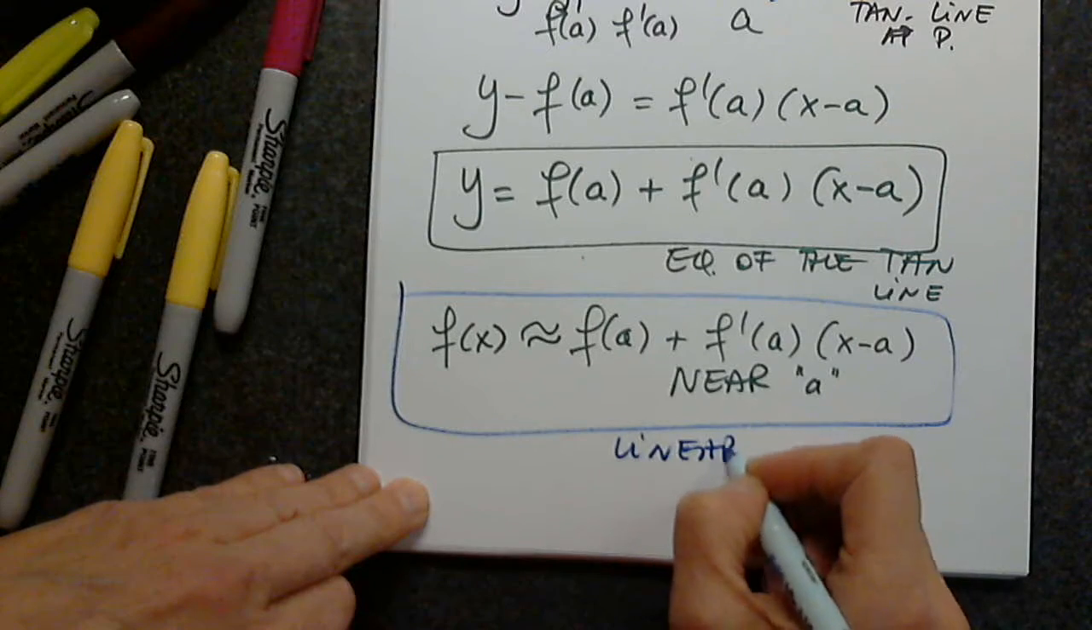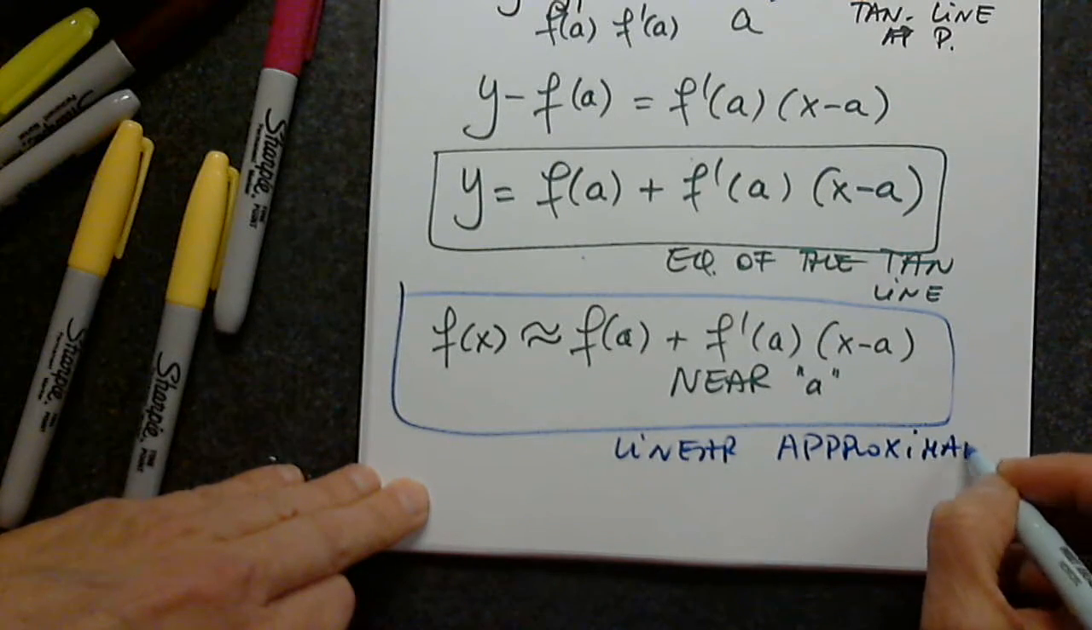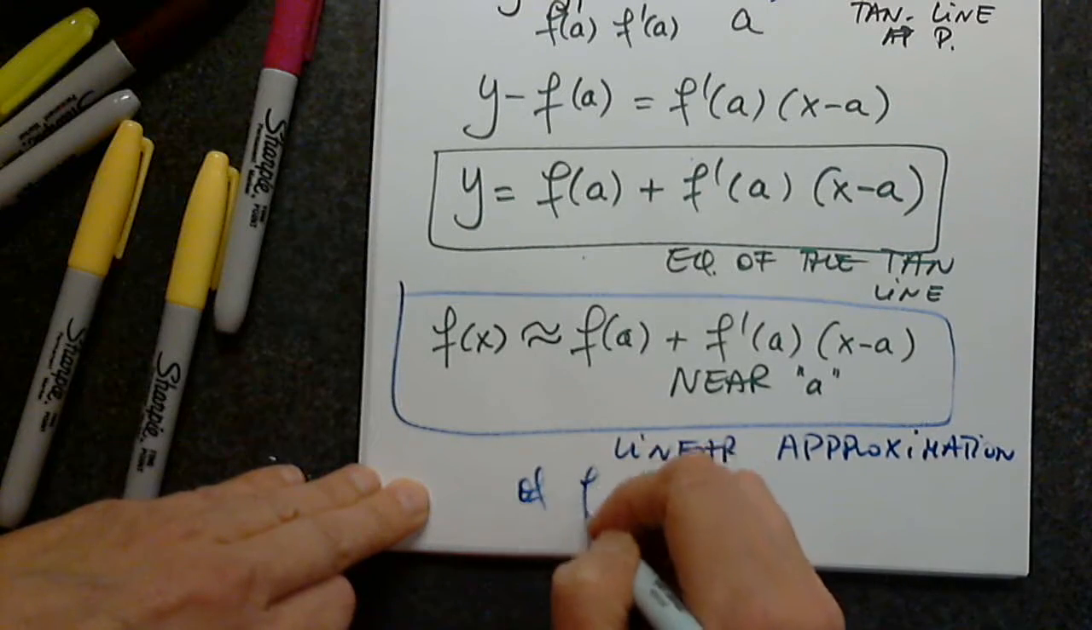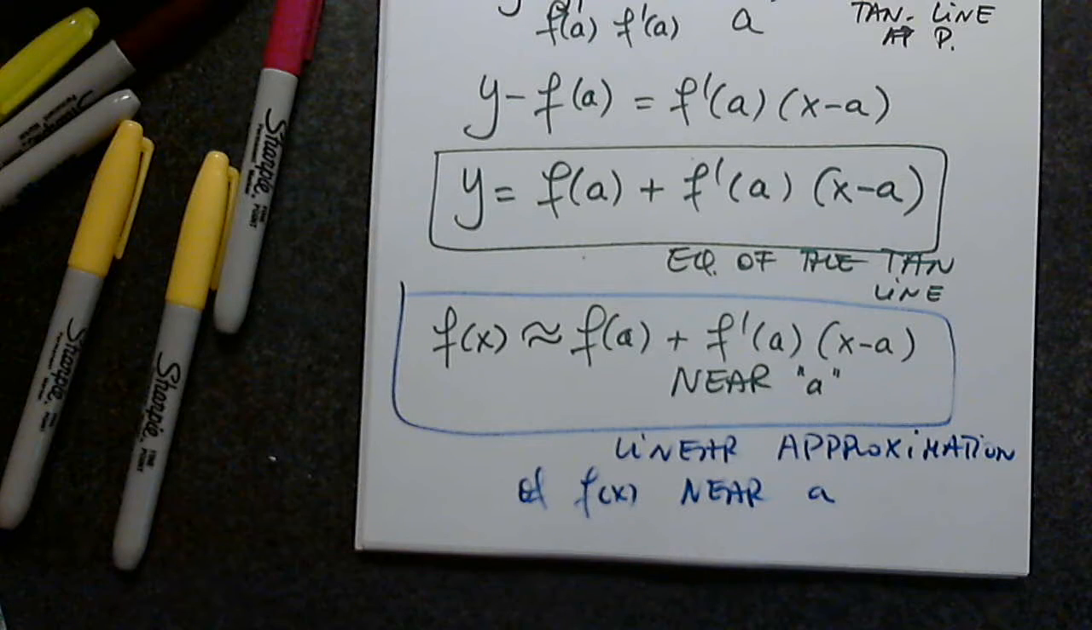linear approximation of f of x near a. This is exactly what we did with the cost function. If you remember, I said if we change the number of units we manufacture per day, a tiny change, then I can still use the same slope, the same tangent line, and this is what it says.